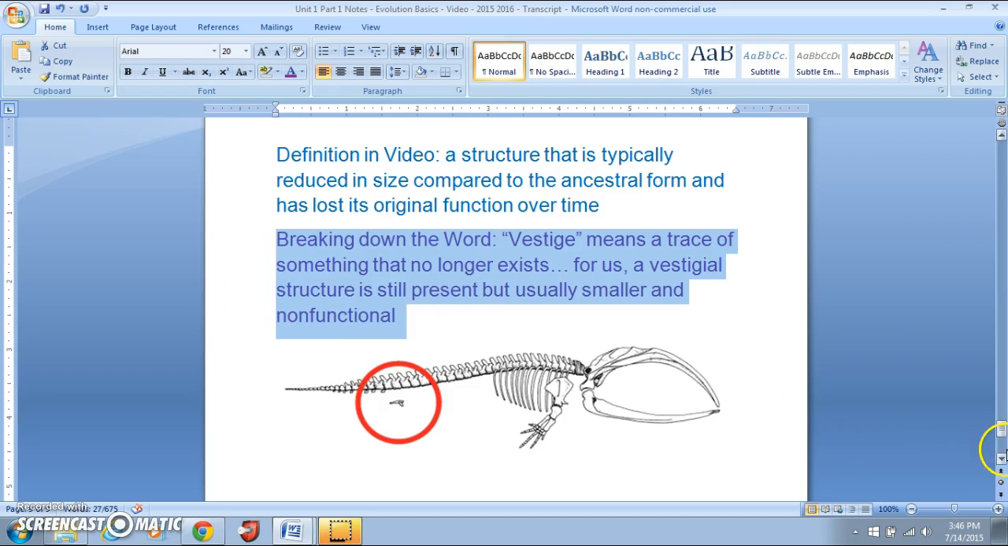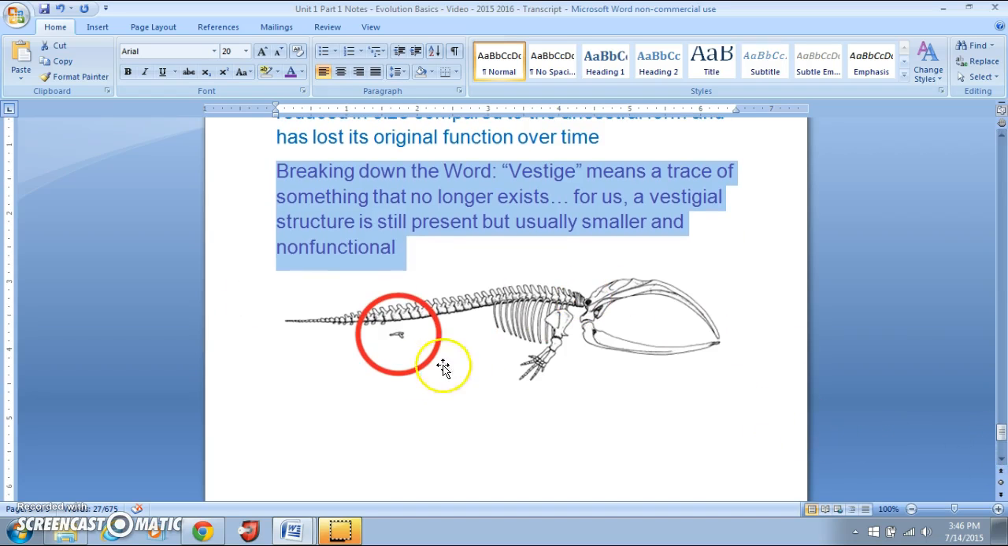For example, this is a whale skeleton, and you'll notice that it has this tiny little pelvis or set of hip bones compared to the rest of its skeleton. The hip bones aren't connected to anything and they're no longer used, but the ancestor of whales was terrestrial, so it had to walk on land and therefore had hind limbs which would attach to the pelvis. So the pelvic bones are still there, but they are smaller in size and they're no longer functional. And again, they do provide an indication to us that whales evolved from a terrestrial ancestor.